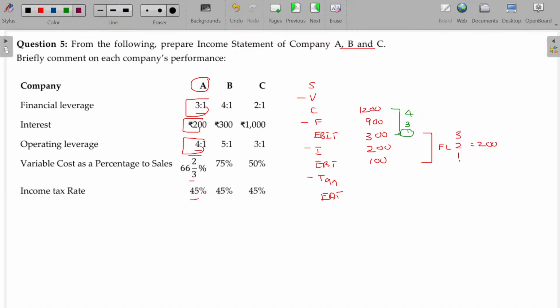Now variable cost as a percentage of sales. If the sales is 100, this will be 66 2/3 and this will be 33 1/3. Otherwise, 3 share, 2 share, 1 share. 1 share is equal to 1200, which means 2 share is 2400 and 3 share is 3600. Tax rate is 45 percent and EAT is 55.